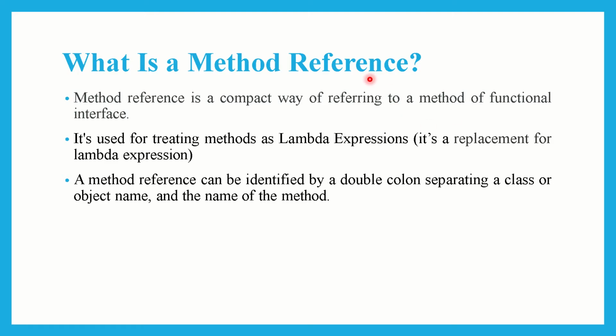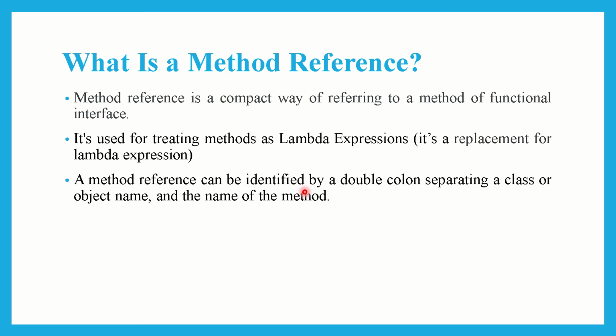So what is a method reference? A method reference is a compact way of referring to a method of a functional interface. Till now we have been using a functional interface method by giving a lambda expression, an implementation. A method reference is used for treating the method as a lambda expression, so it's a replacement for lambda expressions. Lambda expressions give the implementation for our functional interfaces, and now method references will replace those implementations.